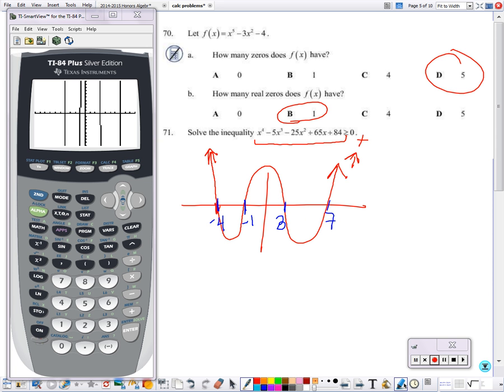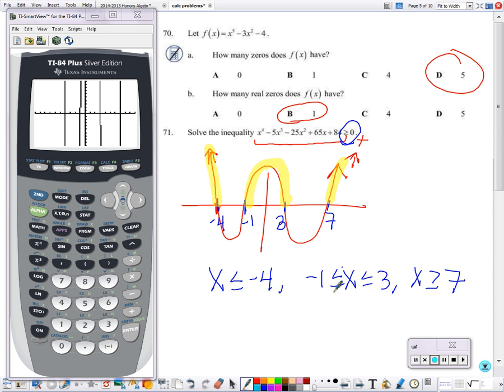So the problem is saying, for where is the graph above the x-axis? That's here, here, and here. So for what x values does that happen? It's every x less than or equal to -4, every x between 3 and negative 1, and every x greater than or equal to 7. I include the 'or equals' in all of these answers because the problem included 'or equals' in the given problem.